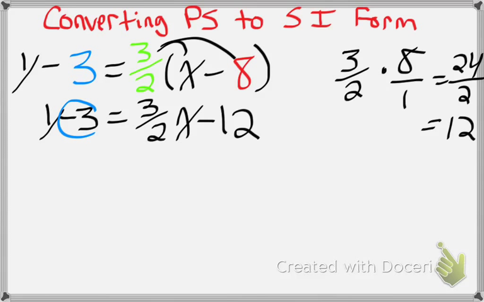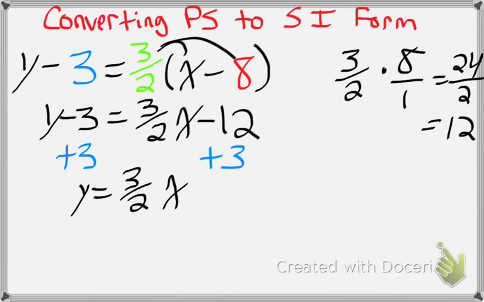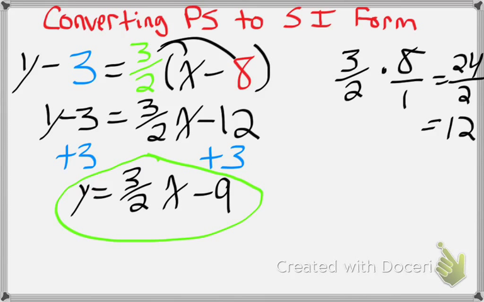Step 2 now is to take this minus 3 and move it over here, because if you move it over there, you'll have y by itself. Well, how do you move minus 3 to the other side? You add 3. Add 3 to both sides. Once you finish simplifying, you will have your equation in slope-intercept form. Negative 12 plus 3, well, that's negative 9. We're done. This is the slope-intercept form of that original equation.